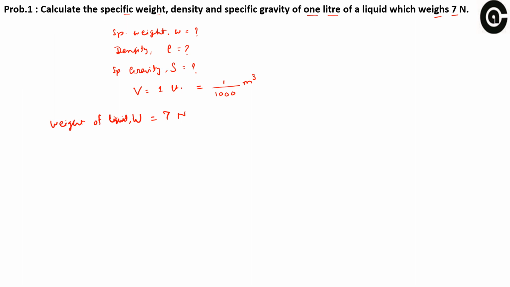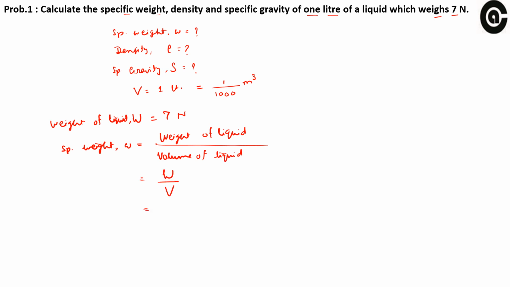Now, to calculate specific weight, we know that specific weight is given by weight of liquid to the volume of liquid, capital W upon V. That means 7 upon 1 upon 1000, so we get 7000 Newton per meter cube.